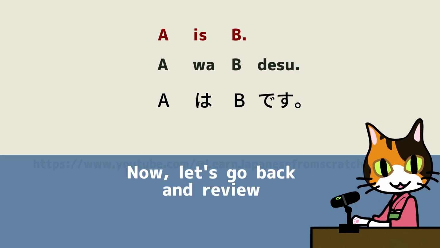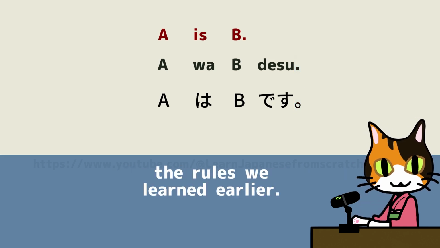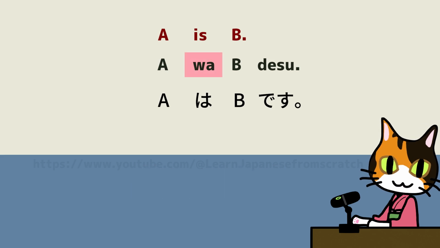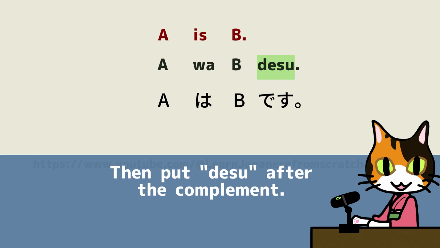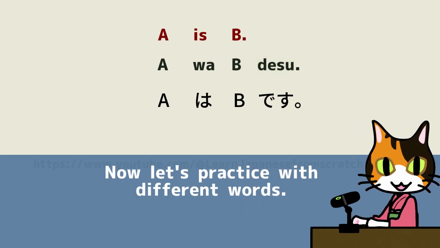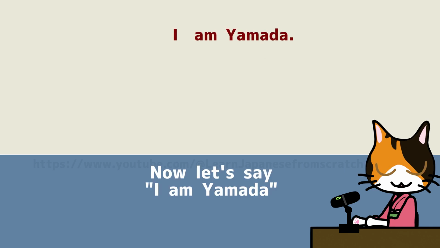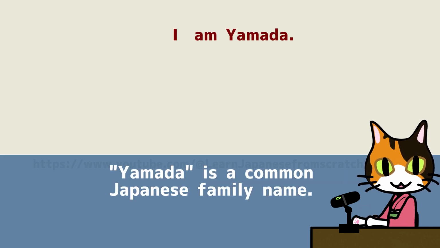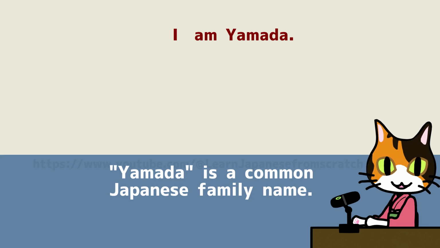Now, let's go back and review the rules we learned earlier. First, put wa after the subject. Then put desu after the complement. Easy, right? Now let's practice with different words. Now let's say, I am Yamada, in Japanese. Yamada is a common Japanese family name.